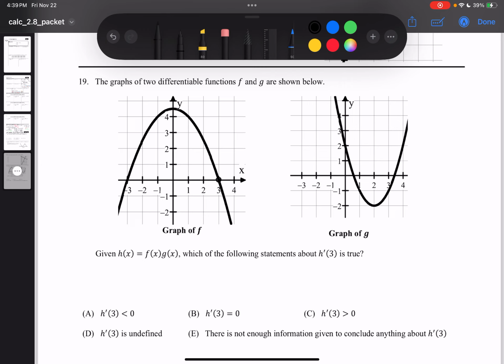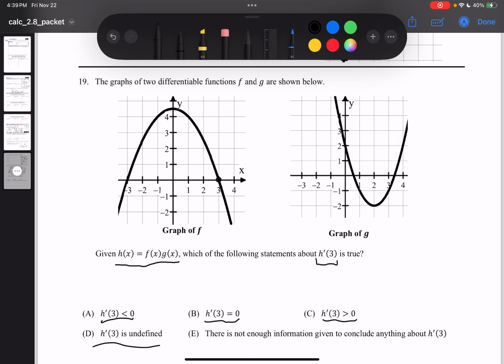So in this question, they want me to see which of the following statements is true about h prime of 3, given that h of x is f of x multiplied by g of x. Of course, we don't have the equations of the functions to know precisely the value of h prime of 3. But if you look at the possible options, we have h prime of 3 is negative, h prime of 3 is equal to 0, h prime of 3 is positive, h prime of 3 is undefined. So let's think about it a little bit.